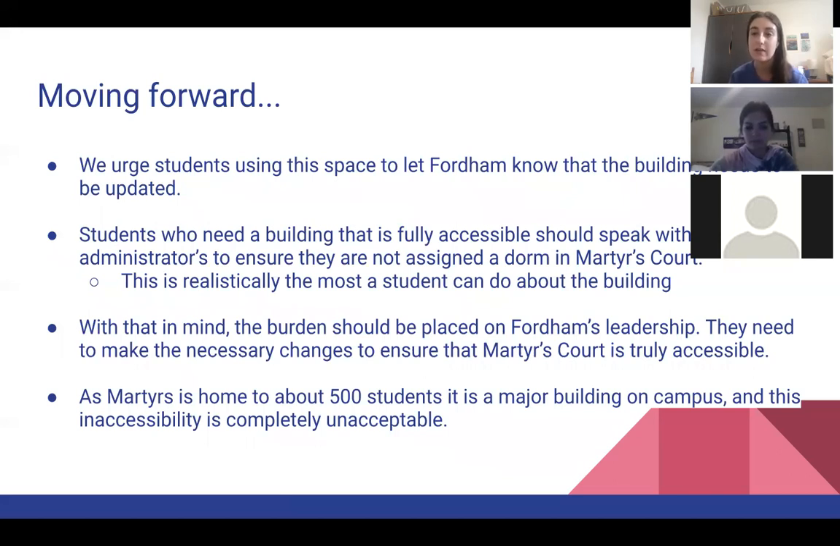Students who need a building that is fully accessible should ensure they are not placed in Martyrs Court. And this is realistically the most a student can do in order to ensure their needs are met. And with all of this in mind, the burden to really fix this building should be placed on Fordham's leadership. They really need to make the necessary changes to ensure that Martyrs is accessible for all, and especially with the price we're paying to live here, it really should be truly accessible.